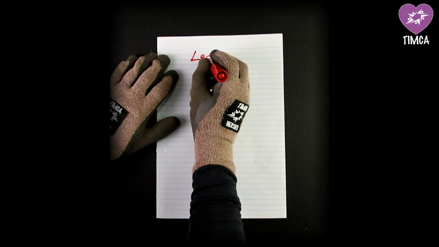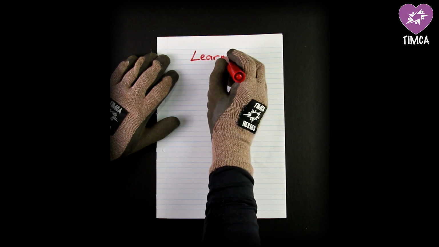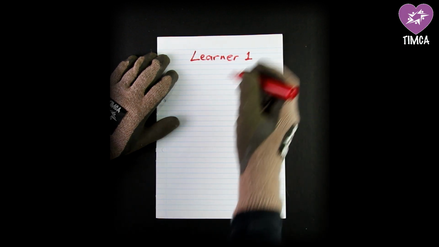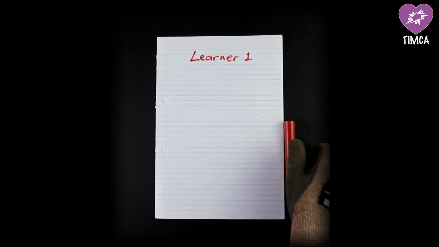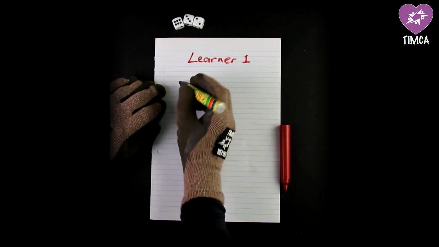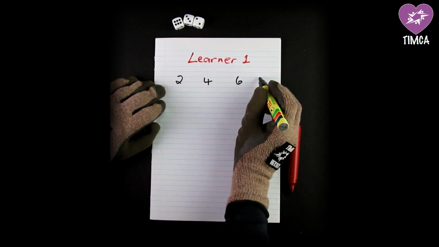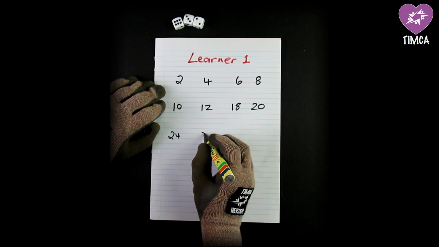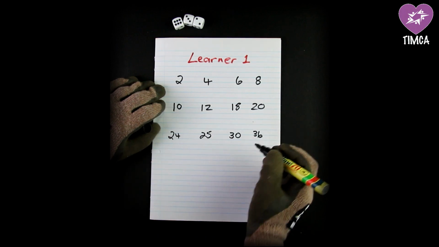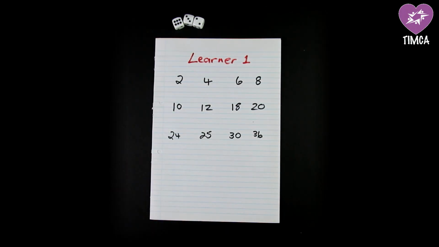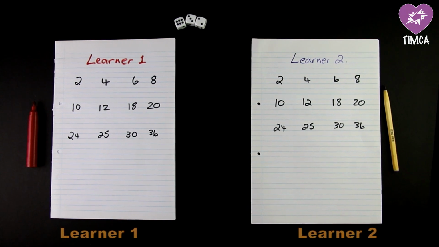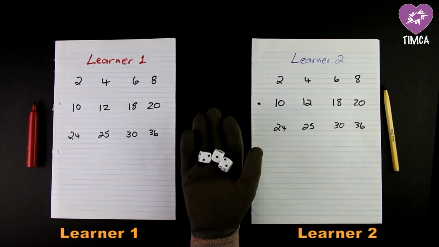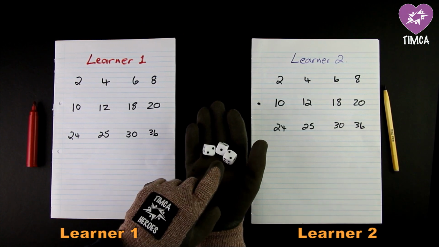First, the learner has to write down their name on the top of a piece of paper, and then they need to put all the numbers that are in your worksheet onto that piece of paper, spaced apart so that it is easy to cross them out once you get the answers. Now we are ready to start playing the game.